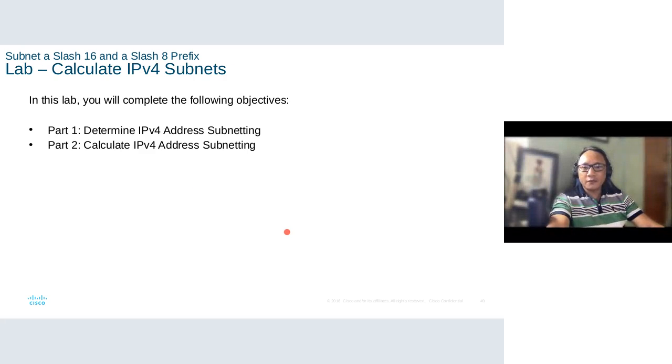And then there's a lab here for calculating IPv4 subnets. In this lab, you will complete the following objectives. I think this is to determine the IPv4 address subnetting and calculate the IPv4 address subnetting.